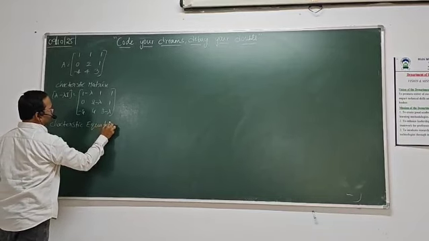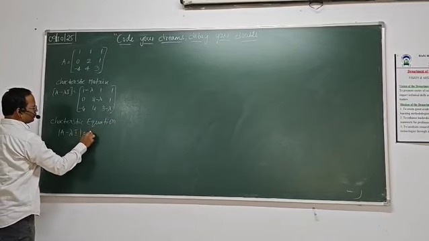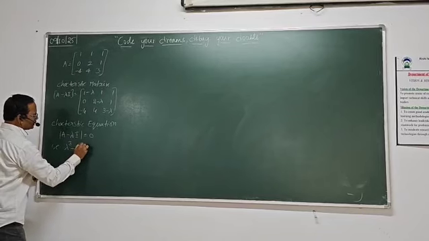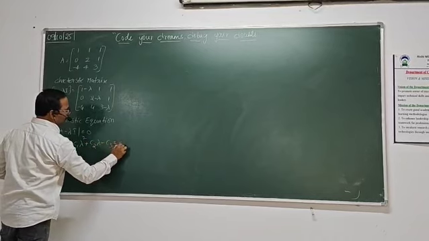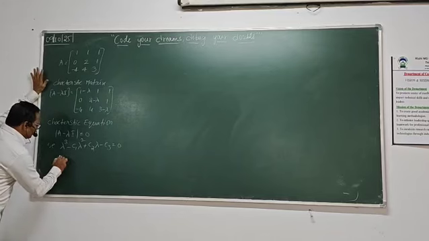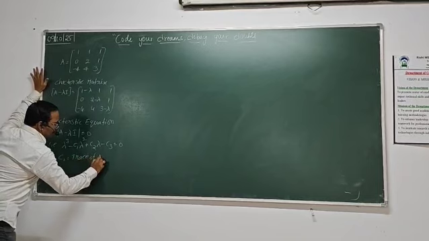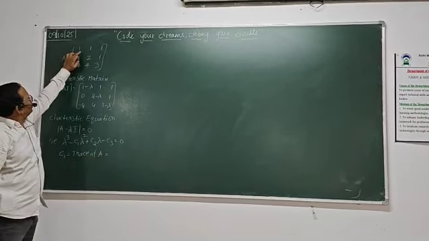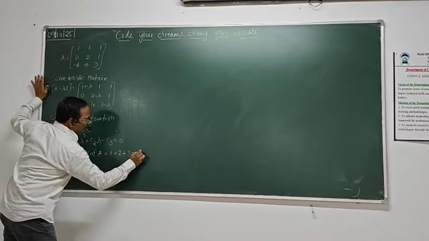Now the characteristic equation: modulus of A minus lambda I equal to 0. For that we take lambda cube minus C1 lambda square plus C2 lambda minus C3 equal to 0. Then what is C1 here? C1 equals the trace of A. Trace is nothing but the sum of the diagonal elements. So 1 plus 2 plus 3 equals 6.